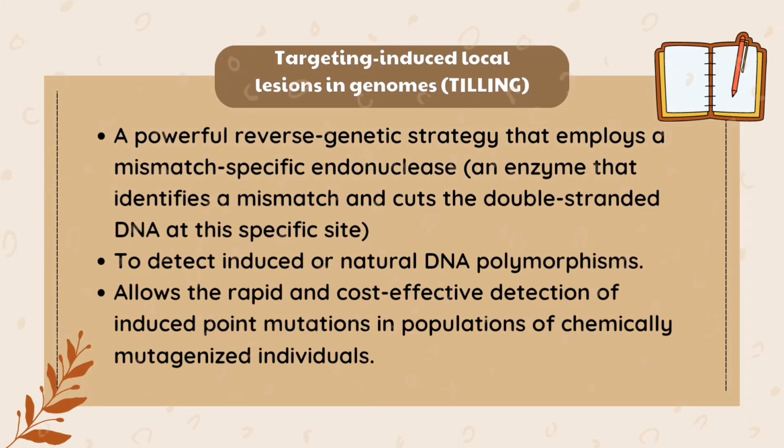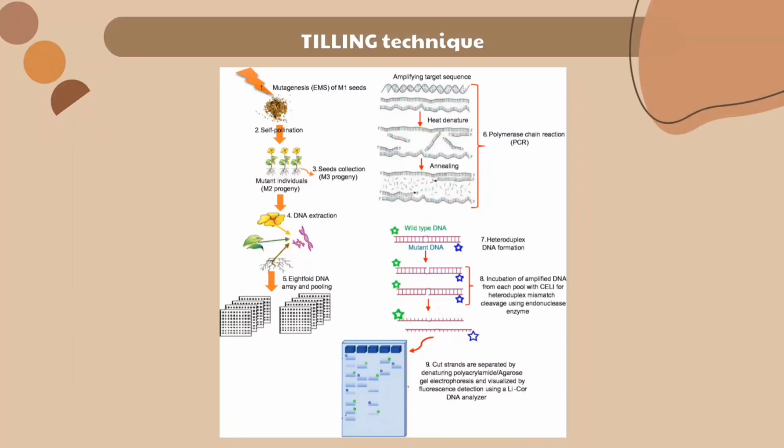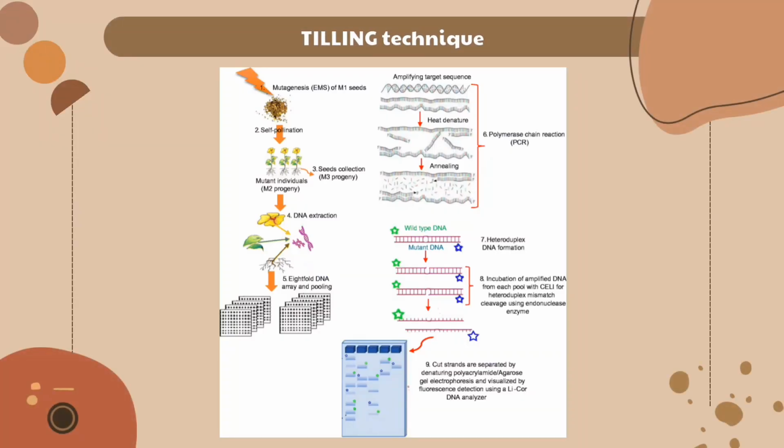Next is Targeting Induced Local Lesions in Genomes, which is TILLING. TILLING is a powerful reverse genetic strategy that employs a mismatch specific endonuclease, which is an enzyme that identifies a mismatch and cuts the double-stranded DNA at the specific site. The function is to detect induced or natural DNA polymorphisms. It also allows the rapid and cost-effective detection of induced point mutations in populations of chemically mutagenized individuals. So this is the TILLING technique process.